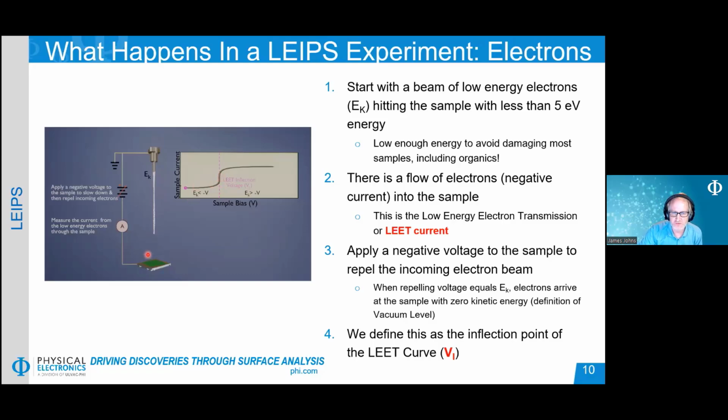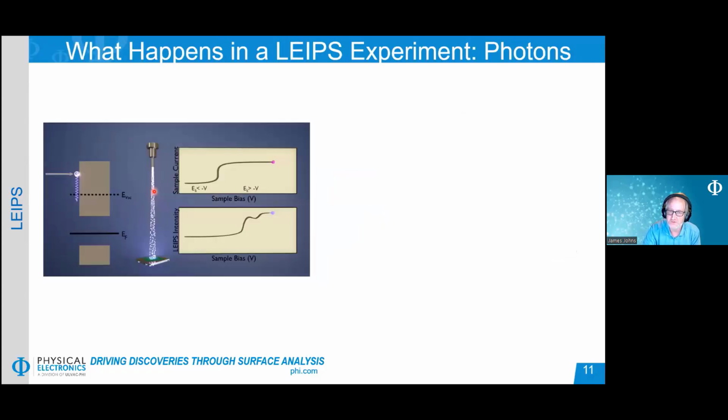And we'll notice that when the electrons turn around, that means they're getting to just outside the surface of the sample. Turning around, they have to have zero kinetic energy at some point when they turn around. That is the vacuum level. So that LEET inflection point is telling us what voltage we need to apply to get electrons to the vacuum level for this material. Okay, so that's the electrons.